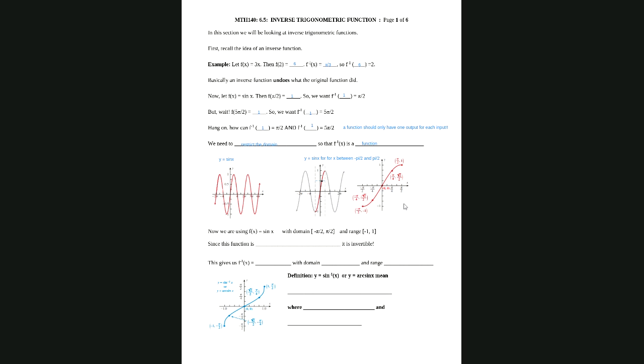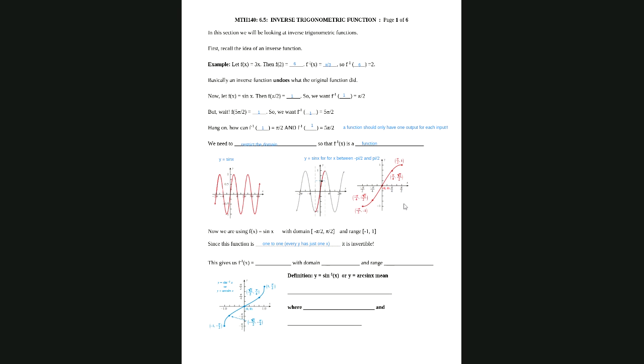So since this function is 1 to 1, what does 1 to 1 mean? That means every y has just one x. So it's invertible. Is that okay so far?